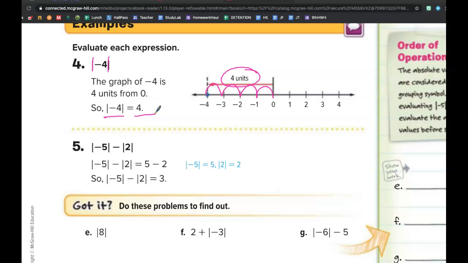Okay? So for number 5, you have the absolute value of -5 minus the absolute value of 2. Again, we treat it as if they were parentheses. So PEMDAS, parentheses first. The absolute value of -5 is 5, minus the absolute value of 2, which is 2. So then 5 minus 2 is 3. Questions on that? Jada?